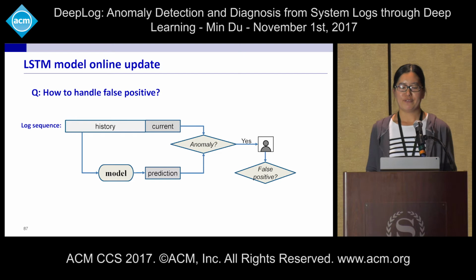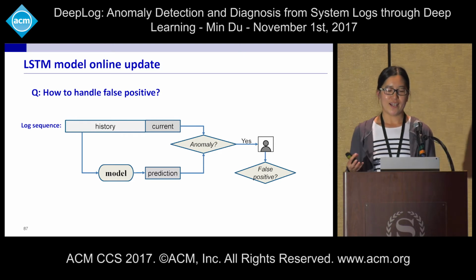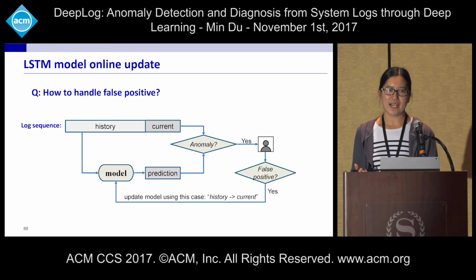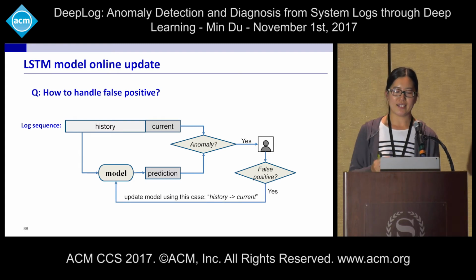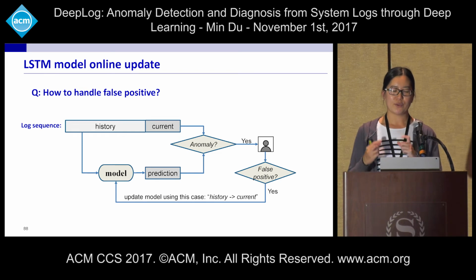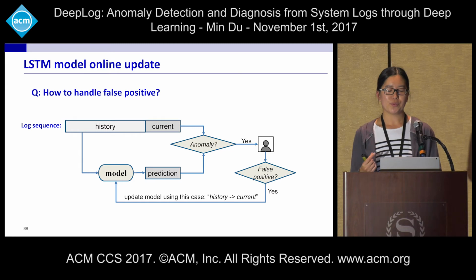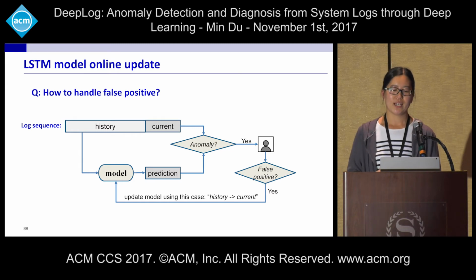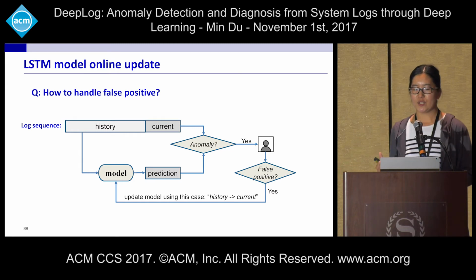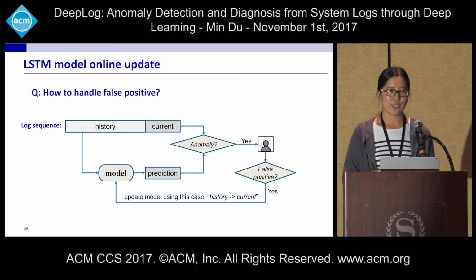If it is a false positive, the user could report to us, and we could update this model using this new pattern, which is we want to give this history as an input to this model, and we want to update the parameters of this model such that we could output this current value as output. And we actually achieve this using incremental update, so we don't need to train this model from scratch. And now we could remember this new pattern, so next time we won't make the same mistake.